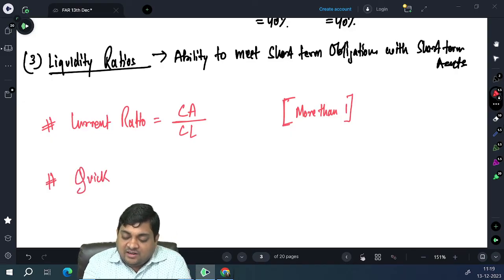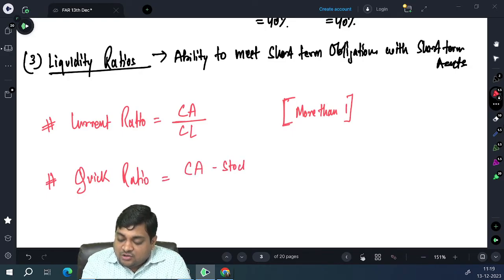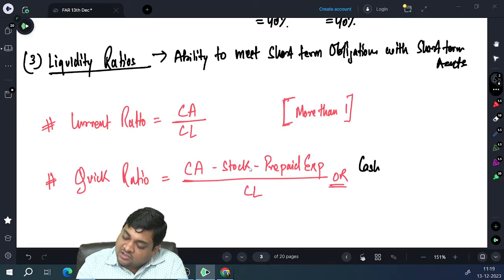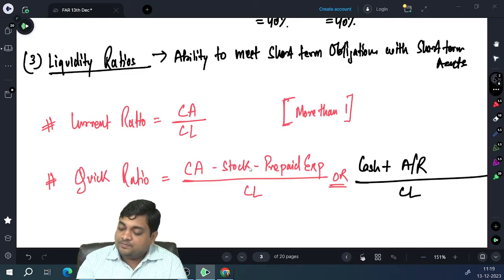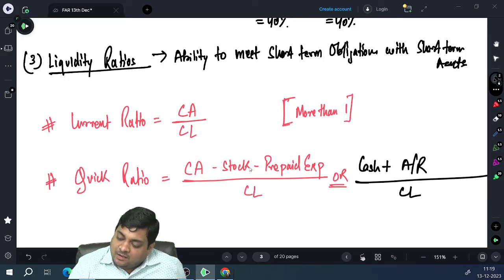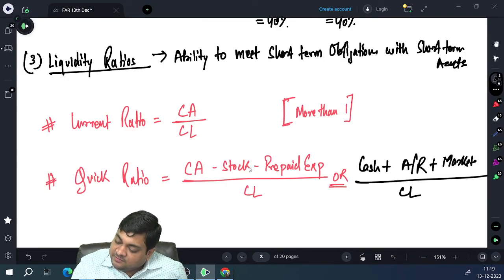Then we have the quick ratio, how quickly we will be able to pay our short-term obligations. So from current assets we are going to subtract stock, and we are going to subtract prepaid expenses, right? We can also take it as cash plus accounts receivable by current liabilities. Because from current assets we have subtracted stock, what is left? Cash and accounts receivable. Marketable securities is also cash. Marketable securities.